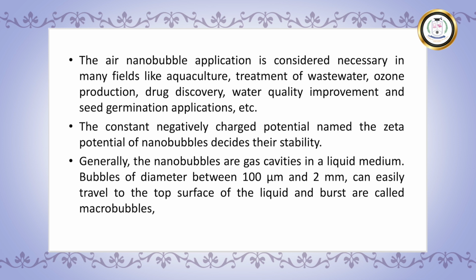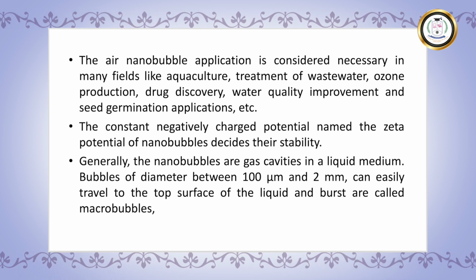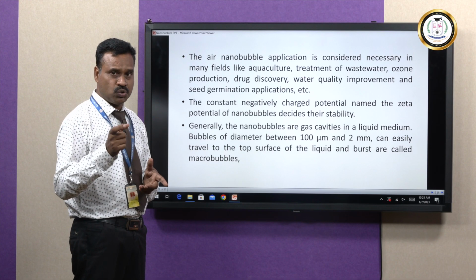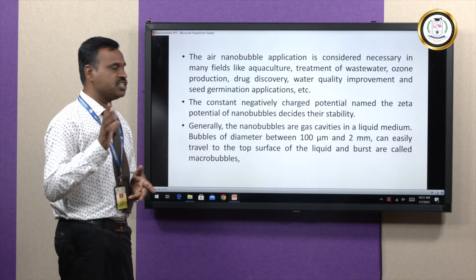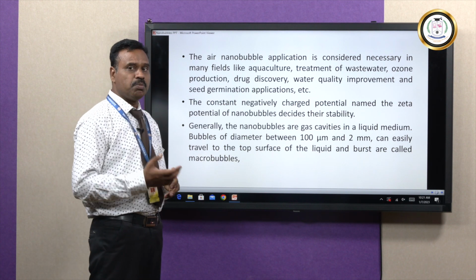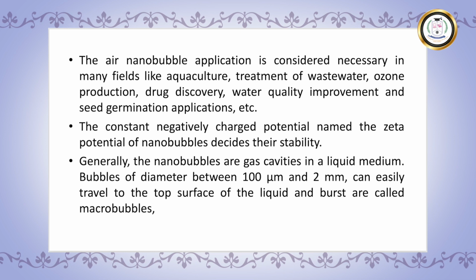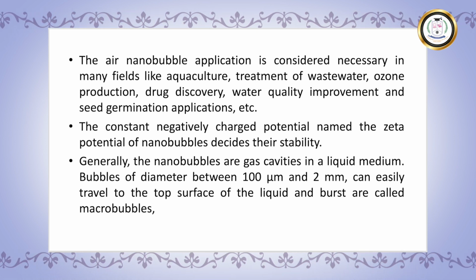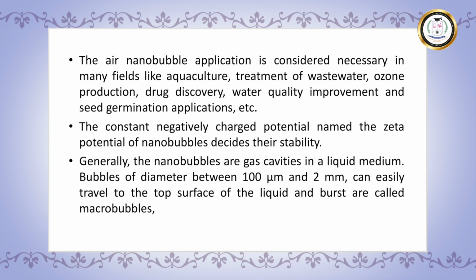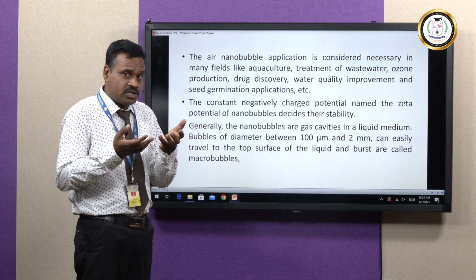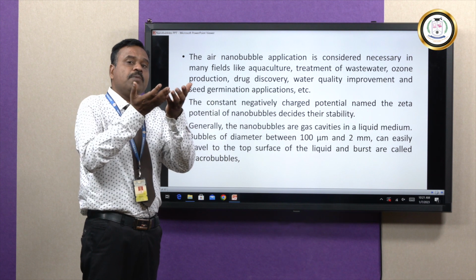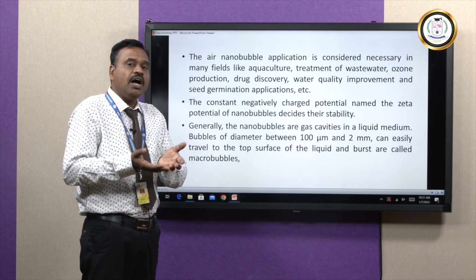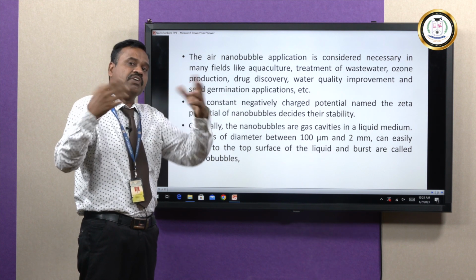The constant negatively charged potential, as I said, the zeta potential, is the one which ensures the stability of the nanobubbles in the water. Generally, nanobubbles are gas-filled cavities in a liquid medium. Bubbles of diameter between 100 micrometers and 2 mm can easily travel to the top surface because they are macro size, right? They travel to the top surface because of the density difference, and once they reach the free surface, they will burst.